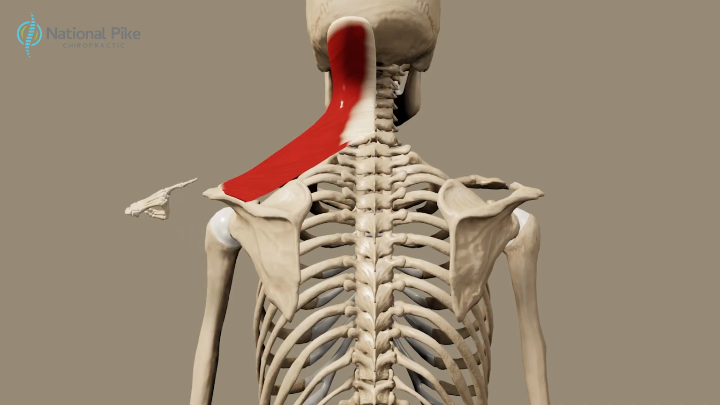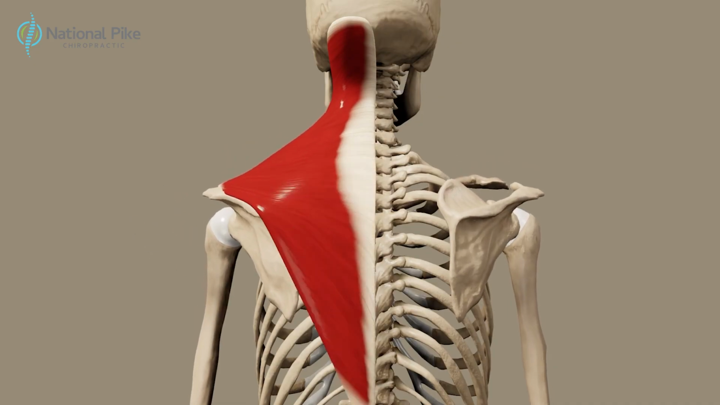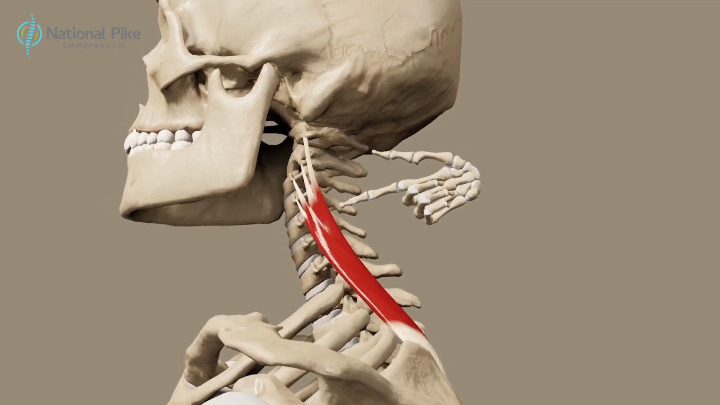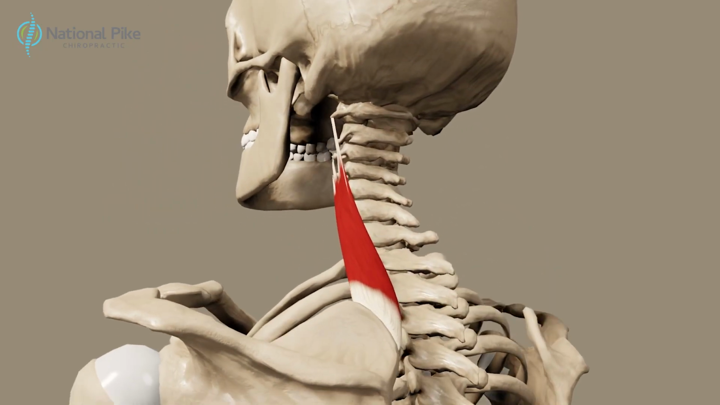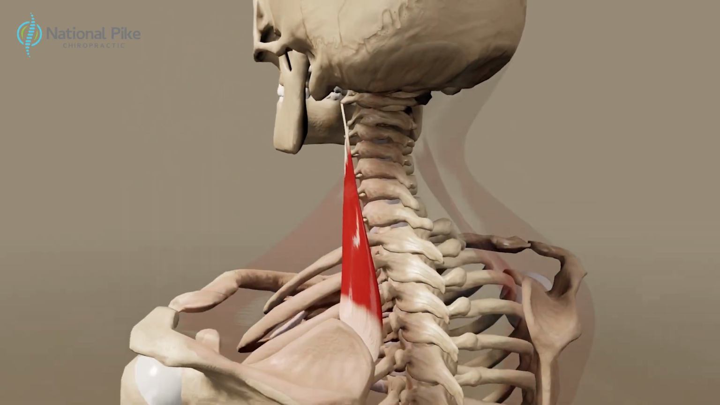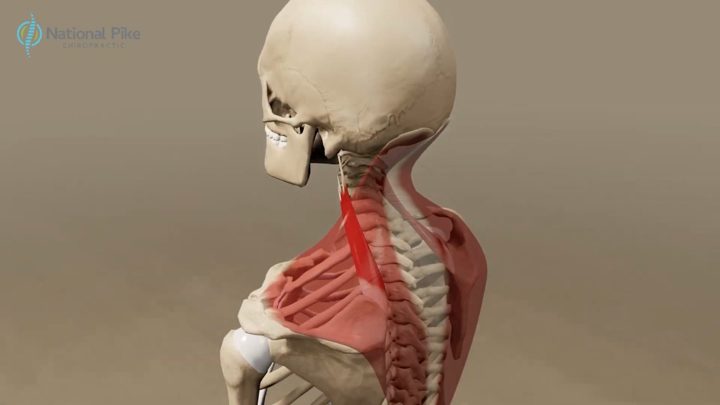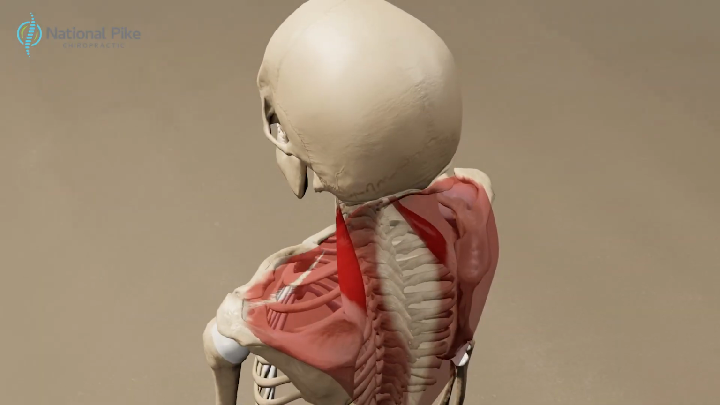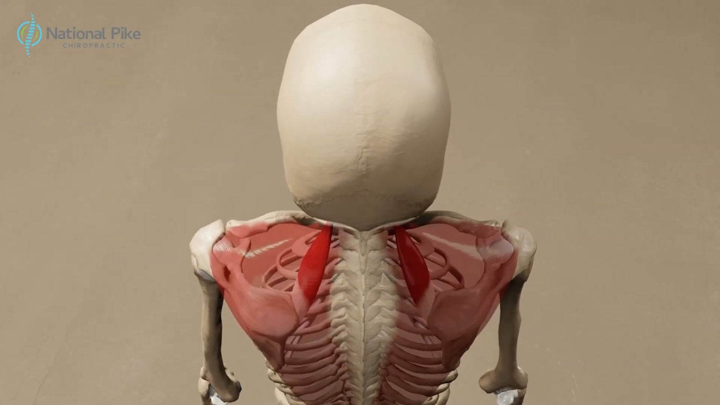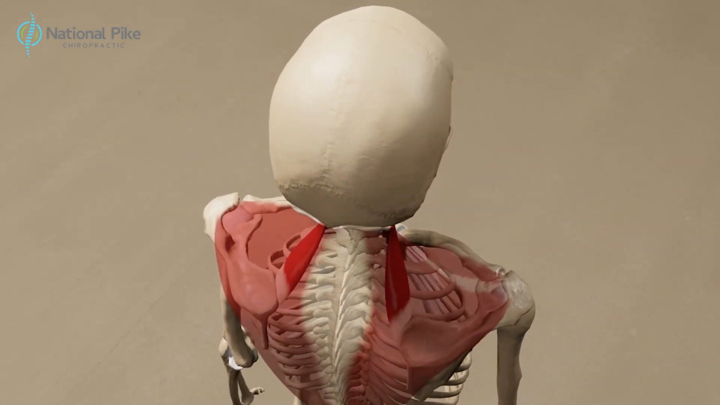So the shoulder girdle includes the shoulder blade, the humerus, which is the arm bone, and the clavicle, or the collarbone. Now, the shoulder girdle is the most mobile joint in the body. However, unfortunately, the body will sacrifice stability in order to achieve that mobility.